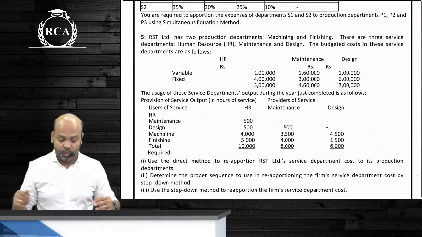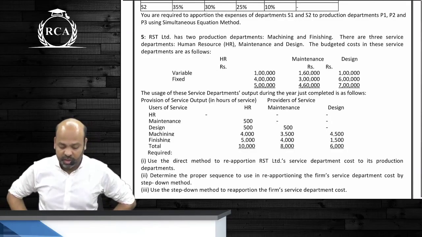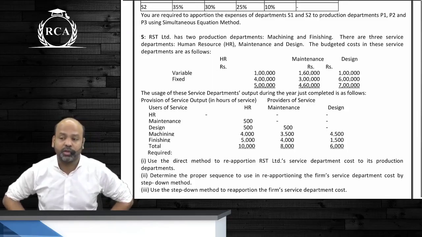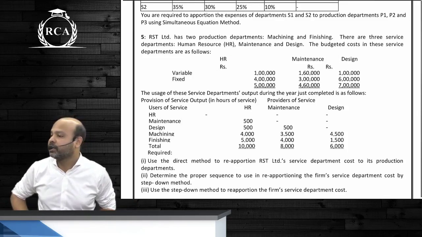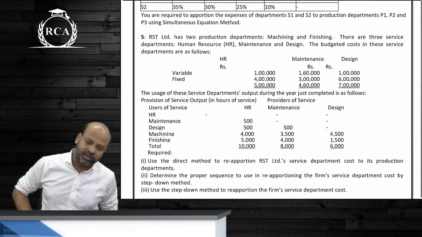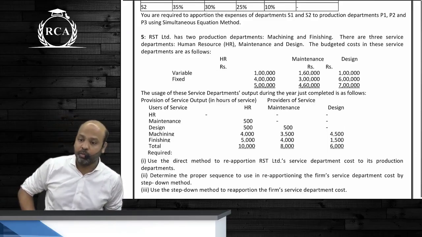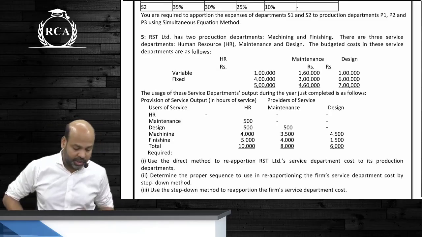RST Limited has two production departments, machining and finishing. There are three service departments: human resource, maintenance and design. The budgeted costs in these service departments are as follows. Variable expenditure and fixed expenditure, service department wise, are already given. The segregation of expenses into variable and fixed is not relevant at the time of reapportionment. It is relevant only at the time of apportionment. And why is it relevant at the time of apportionment? I'll explain in the next question.